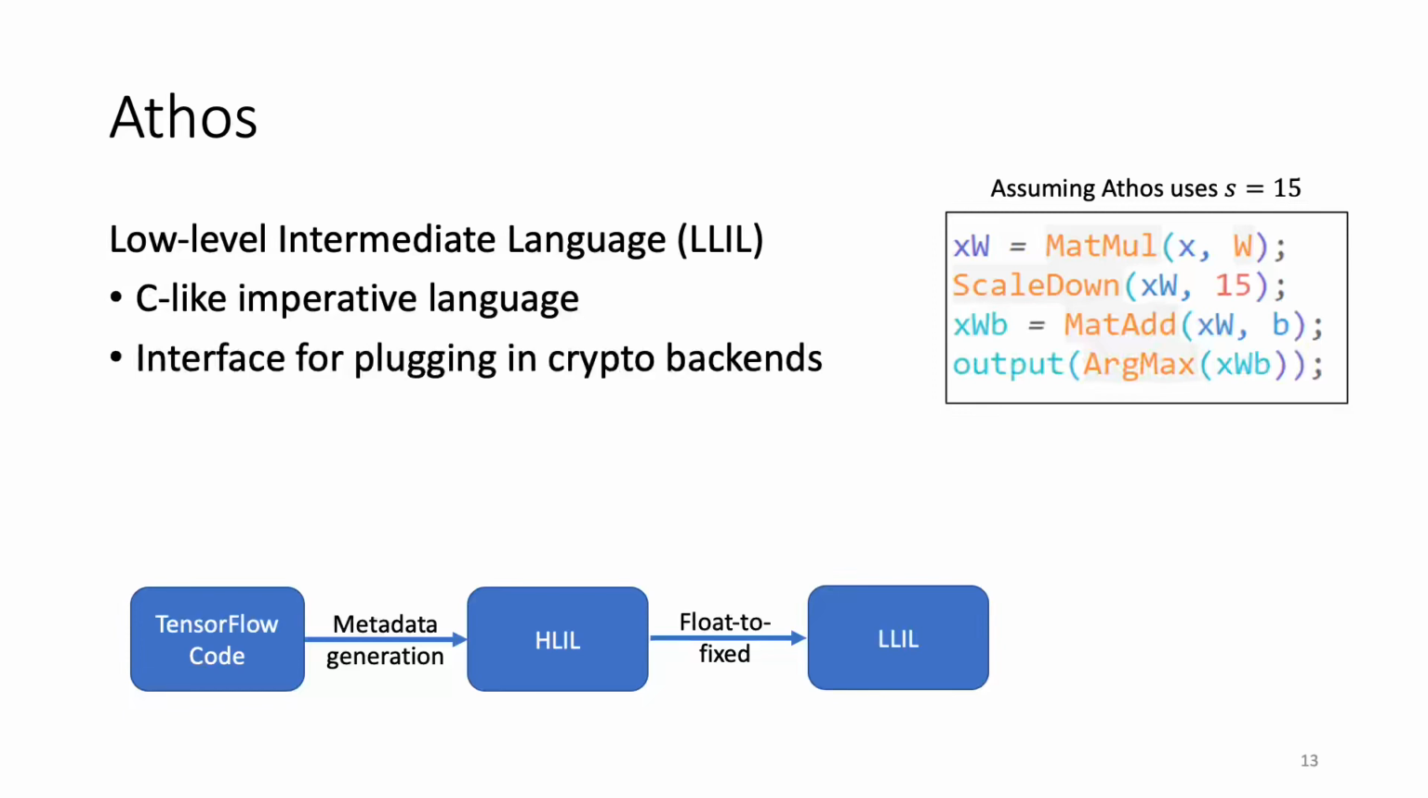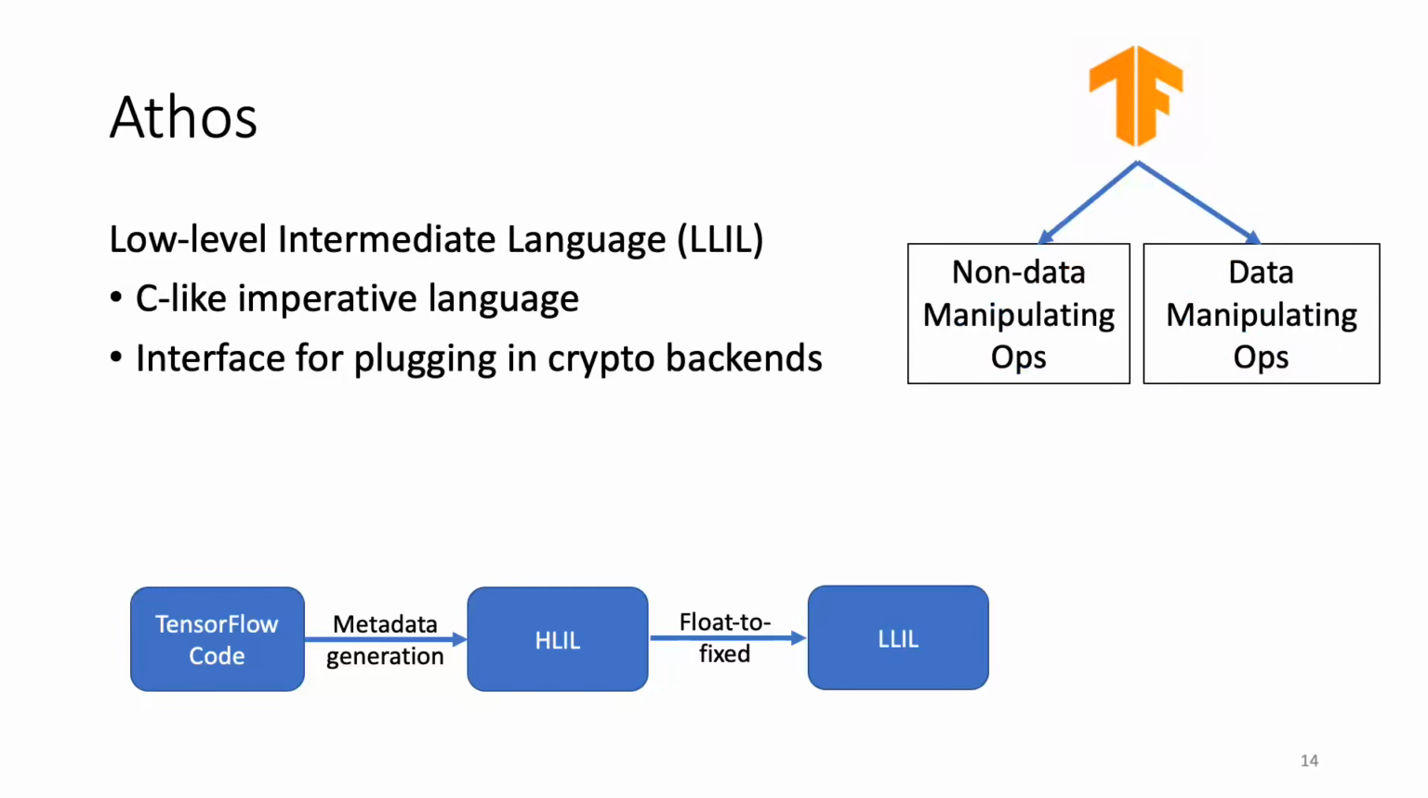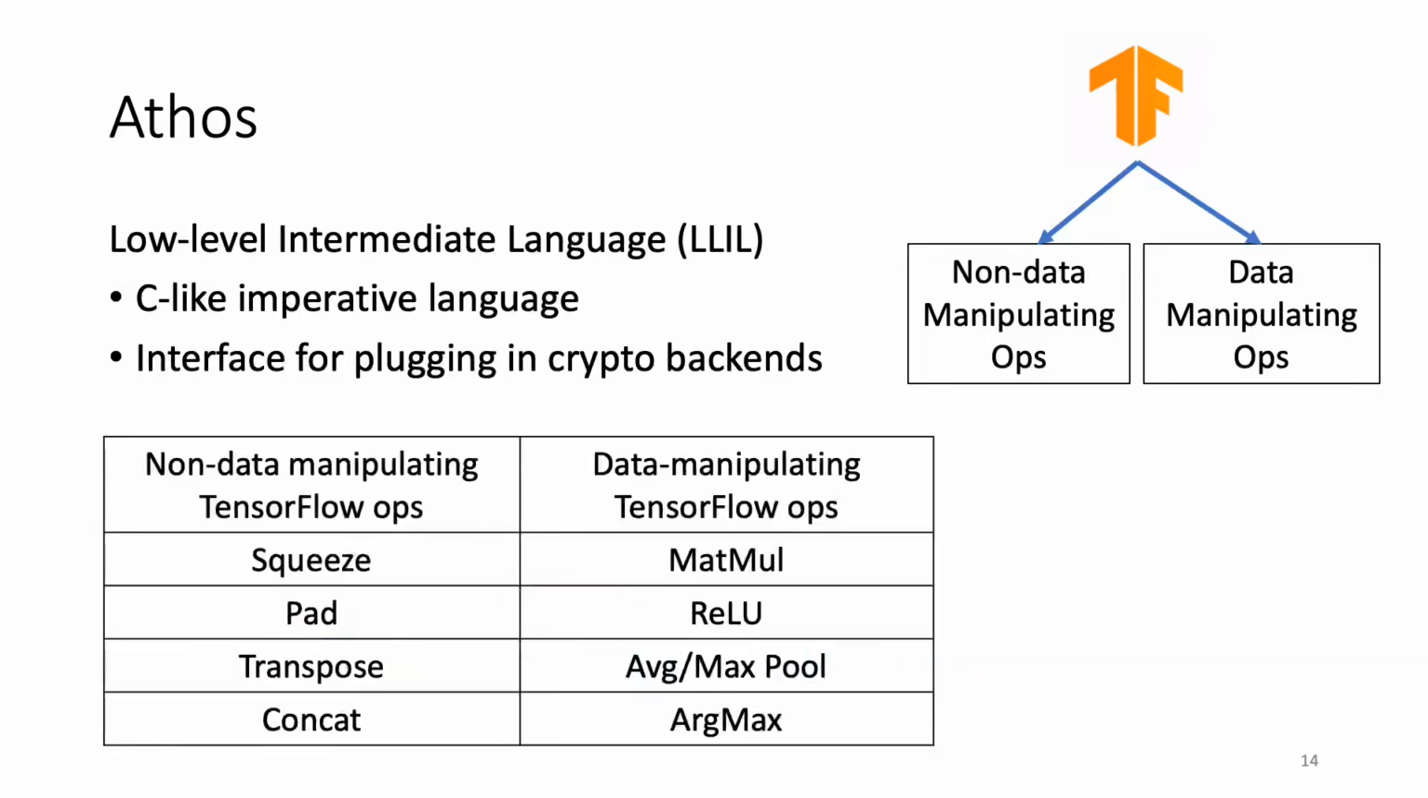The design of LLIL is modular with an interface for plugging in different crypto backends. The observation here is that TensorFlow operations can be divided into two categories: non-data manipulating operations and data manipulating ones. Non-data manipulating operations are TensorFlow operations like squeeze, pad, transpose, etc., which move the data around without actually changing any existing value. Data manipulating operations, on the other hand, consist of operations like matrix multiplication, ReLU, pooling operations, etc., which change the value of the incoming tensors and perform an operation over them.